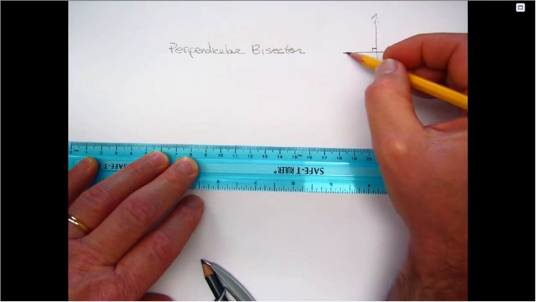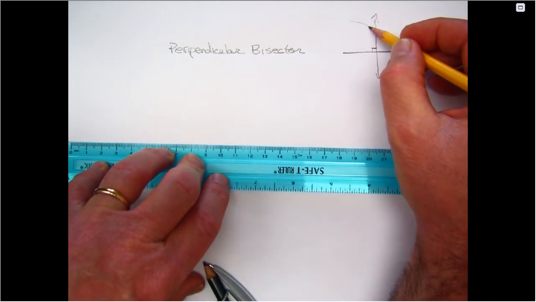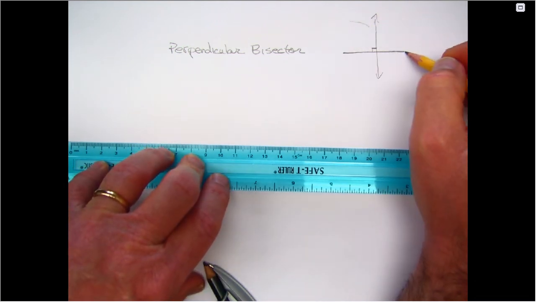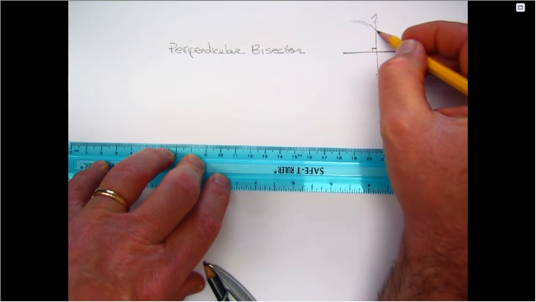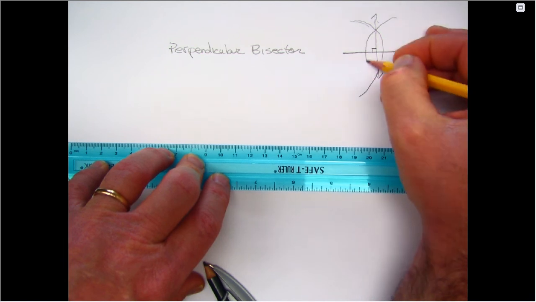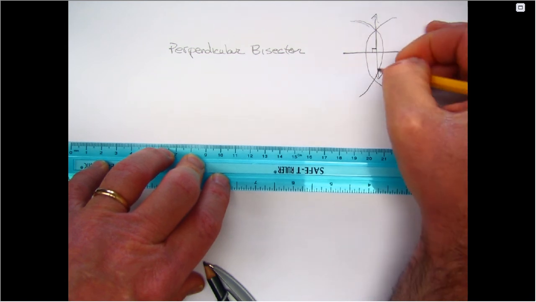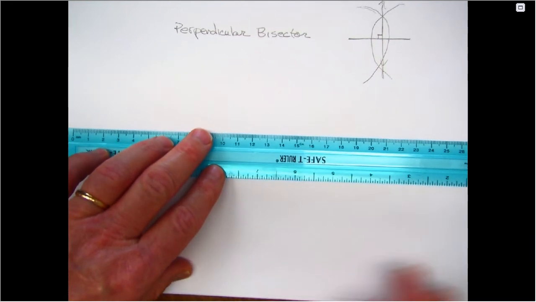How I'm going to do that is I'm going to take my compass and I'm going to draw a big arc over, it's going to be over half the length of the segment. I'm going to draw a big arc here, and then take my compass point, put it here, draw a big arc here, and then in between those I'll have it. So it'll make more sense once I do it here.